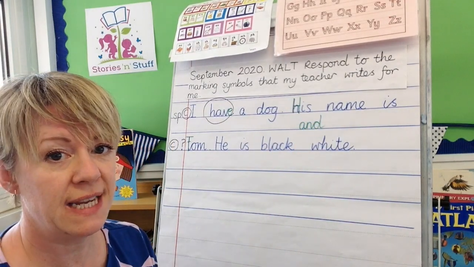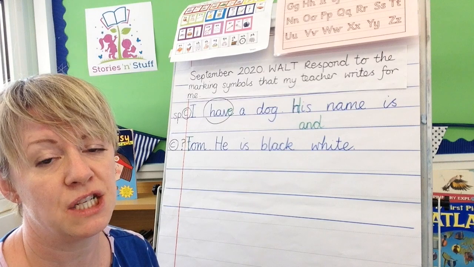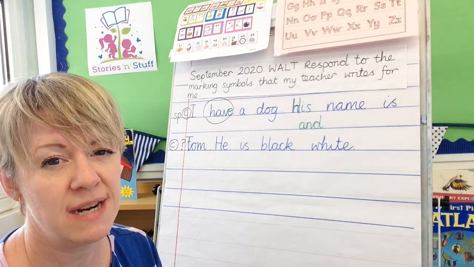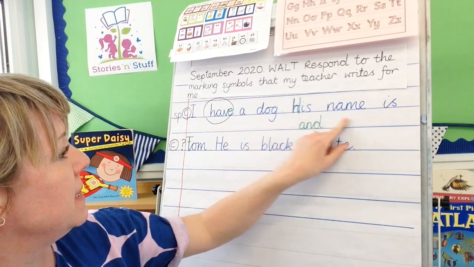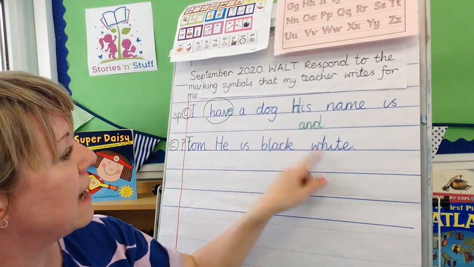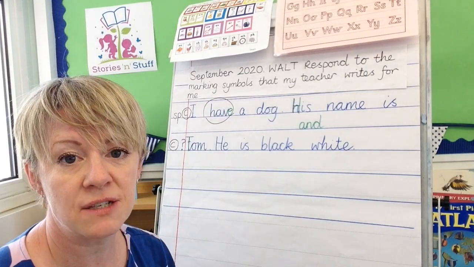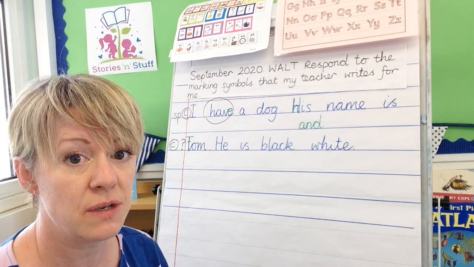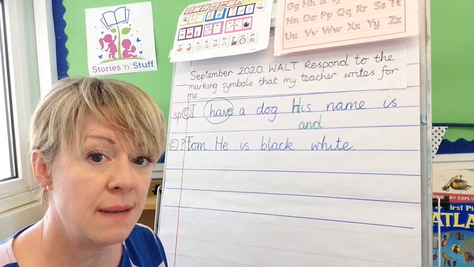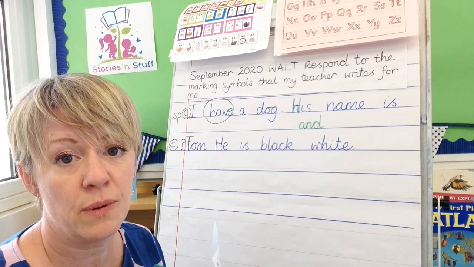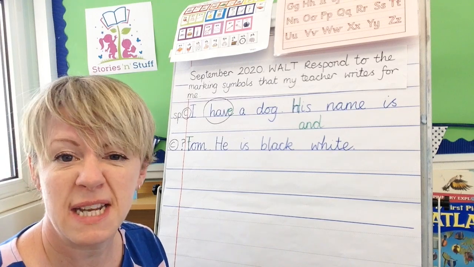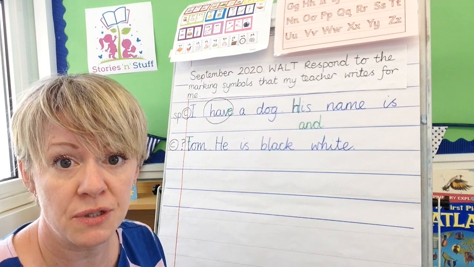Now before we finish, we have to read all of that back and check that it now makes sense. It's really important to keep modelling that in your writing. "I have a dog, his name is Tom, he is black and white." So now that's sorted, the children have something to go and check themselves. I won't give them the same piece of writing when they do their own in books, because they might just copy from the board and it doesn't necessarily show me that they've learnt how to respond to those symbols.